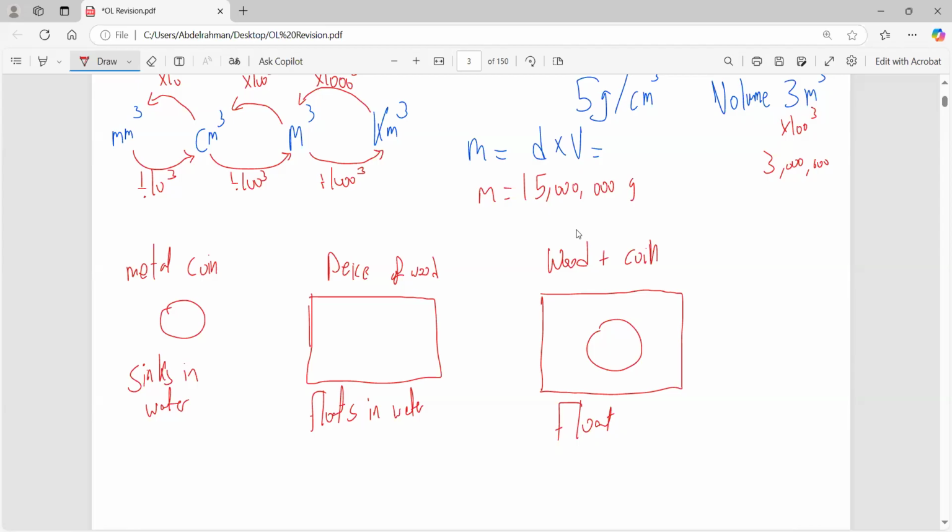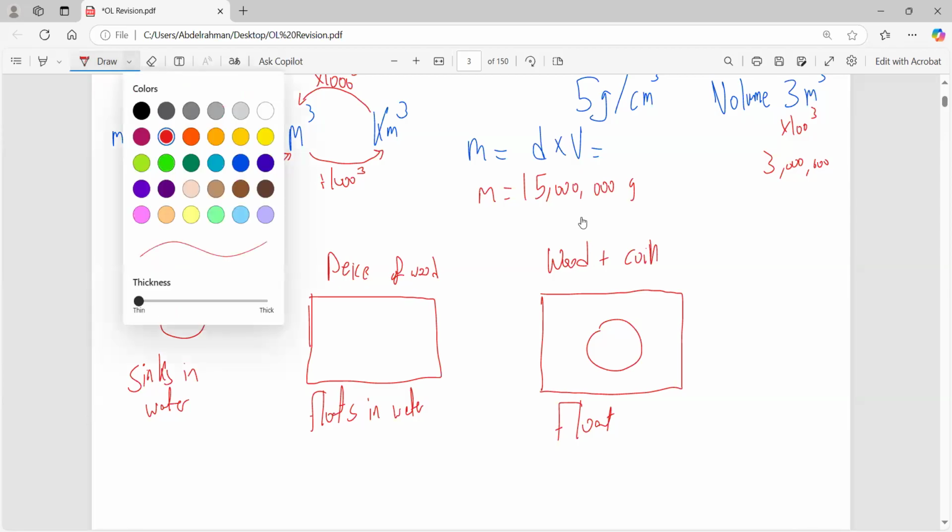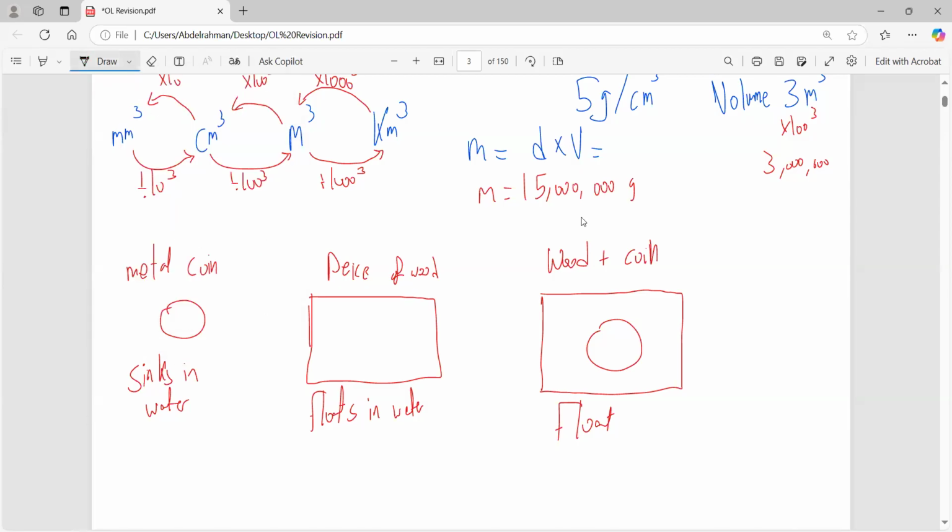For this very specific question, this is the whole point, you must say that the average density of the wood and the coin together is less than water. By the way, it's worth the mark. The mark is that you need to say that the average density of both of them is less than water.